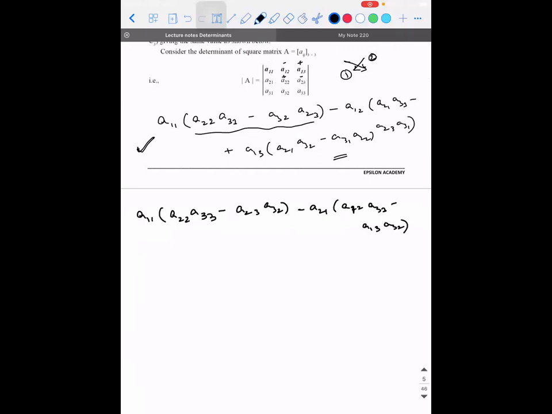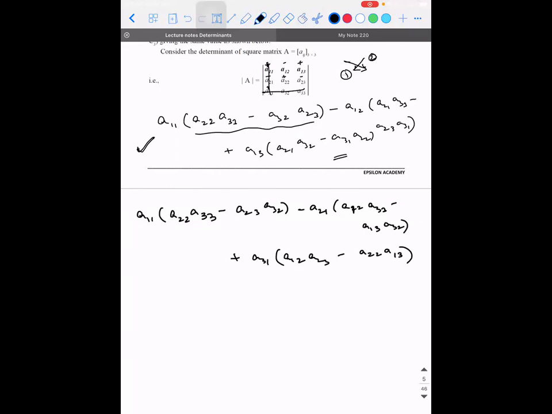Next, what should I take? Plus A31. Minus, plus. Is it A31? So it is plus A31. Tell me with the sign also. Plus A31 into A12. I should hide this and this. A23 minus A22, A13.